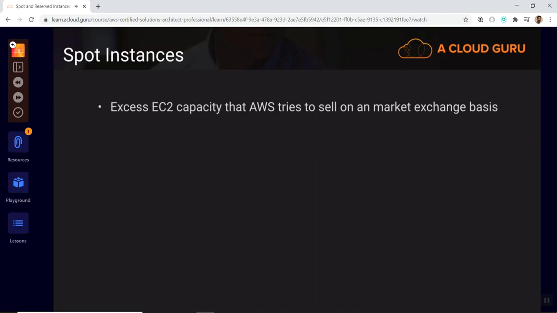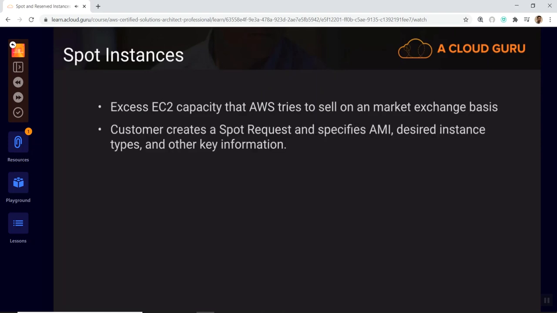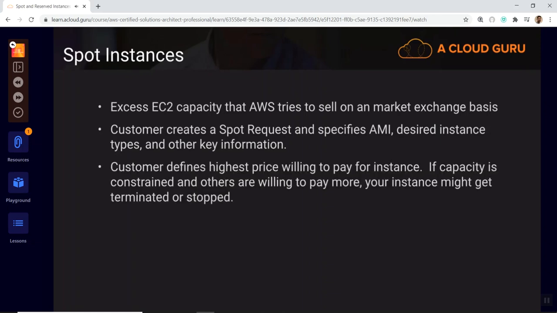And so a spot instance process starts by a customer creating a spot request. You have to specify an AMI and a desired instance type and some other key information like a VPC and so forth. And then you define the highest price you're willing to pay for that instance. And if the capacity is constrained and others are willing to pay more, your instance might get terminated or stopped.